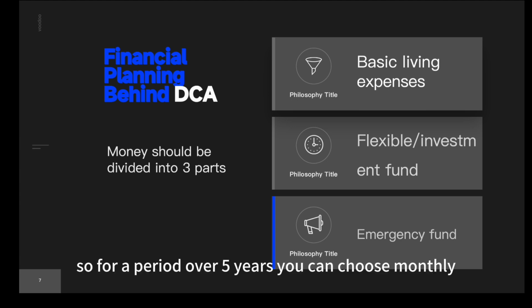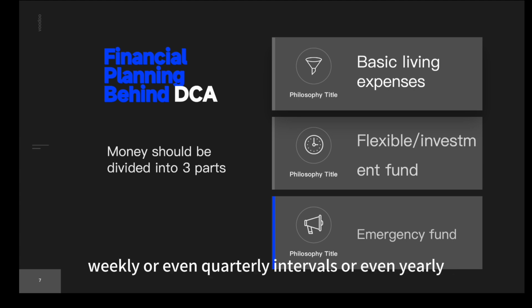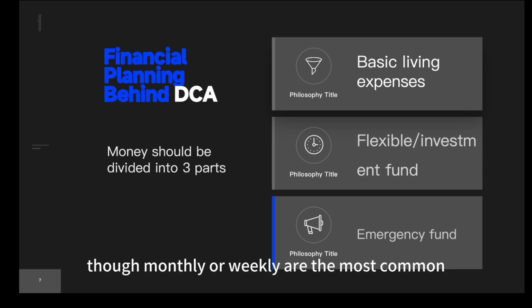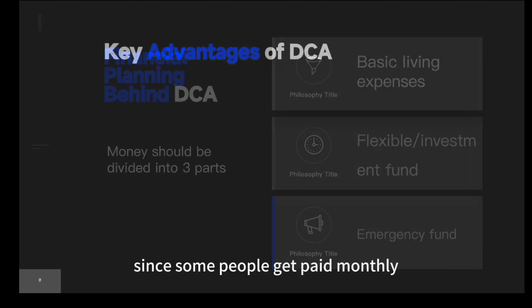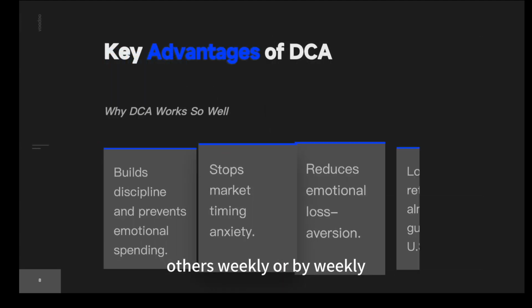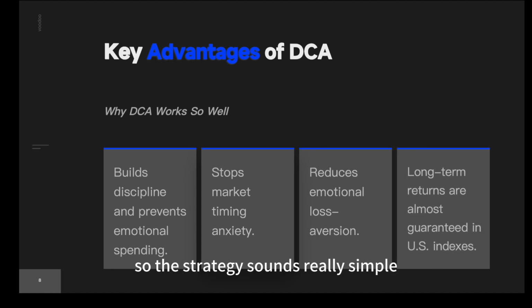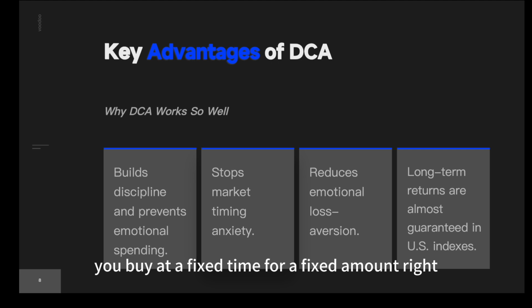Alright. So, for a period over 5 years, you can choose monthly, weekly, or even quarterly intervals, or even yearly. Though, monthly or weekly are the most common. Since some people get paid monthly, others weekly or bi-weekly. So, the strategy sounds really simple. You buy at a fixed time for a fixed amount, right?